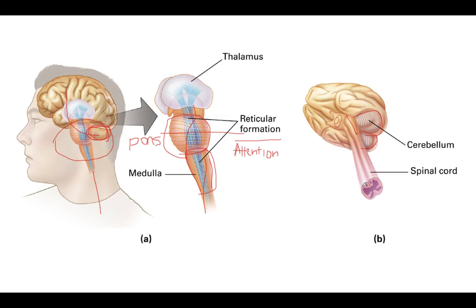Whenever you learn a new sport or a dance move or something, and you get to the point where you can do it without thinking about it, then that means that set of instructions has been stored in your cerebellum.